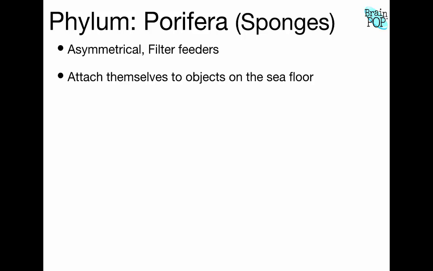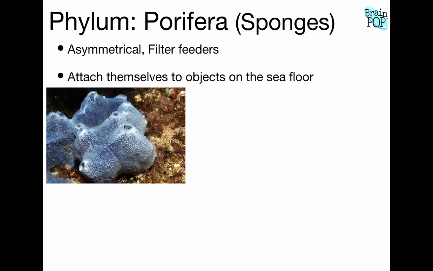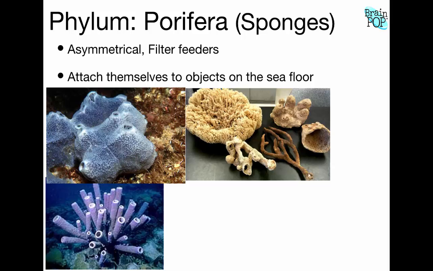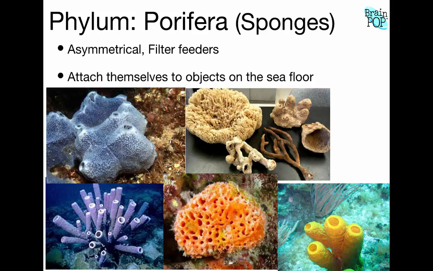They have asymmetry. There's no real pattern there to those. They come in lots of colors. Often they have one larger hole in the middle, and they suck water in through the sides, filter out the food, and squeeze the rest of the water out through the top. There's all sorts of shapes and sizes, and some look like pipes, and some are blue, some are red, some are yellow. There's just a very, very wide variety.